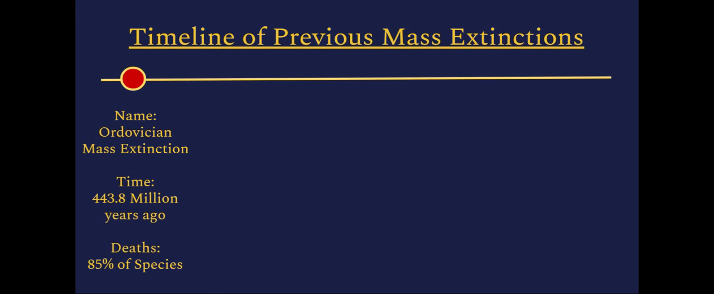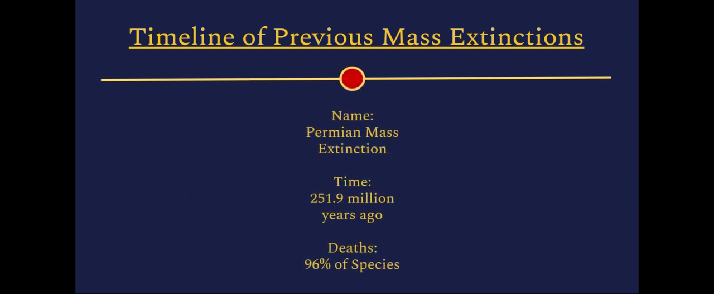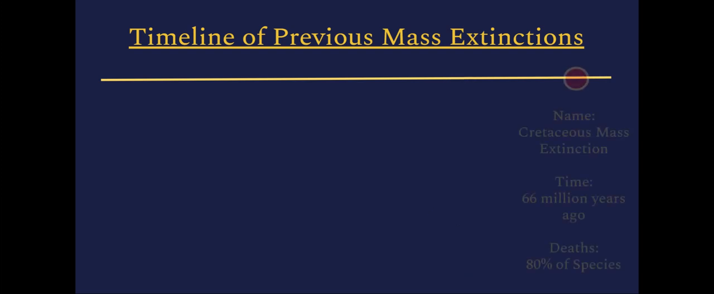Ordovician mass extinction, 443.8 million years ago, 85% of species died. Devonian mass extinction, 359 million years ago, 95% of species died. Permian mass extinction, 251.9 million years ago, 96% of species died. Triassic mass extinction, 210 million years ago, 76% of species died. Cretaceous mass extinction, 66 million years ago, 80% of species died.